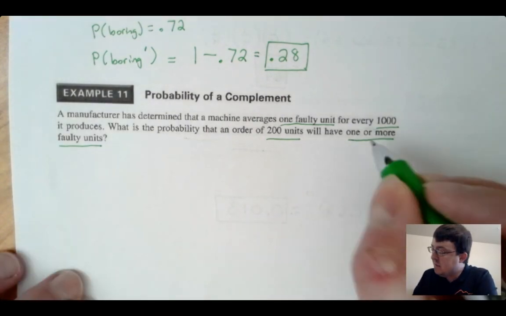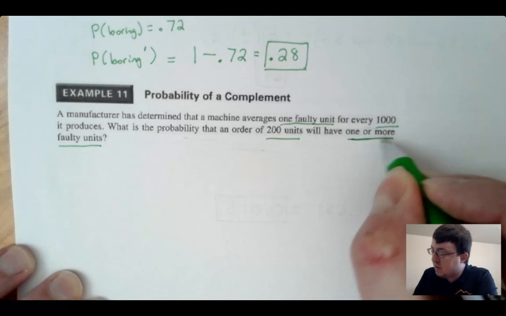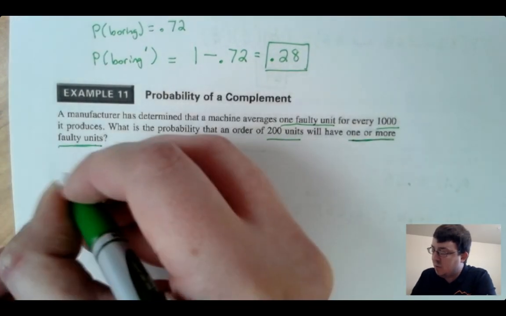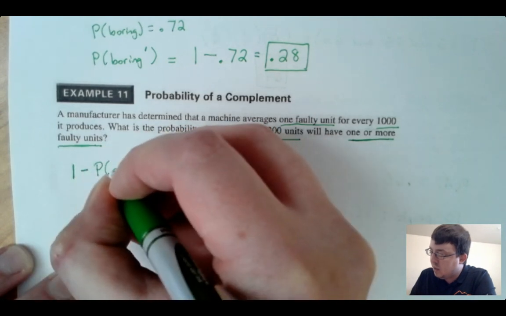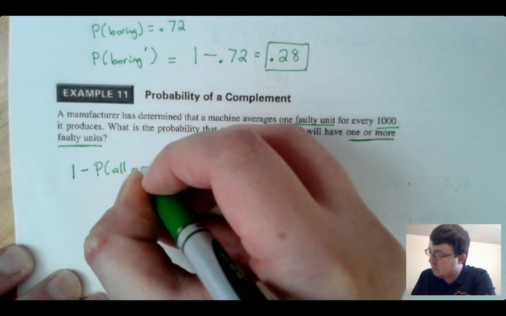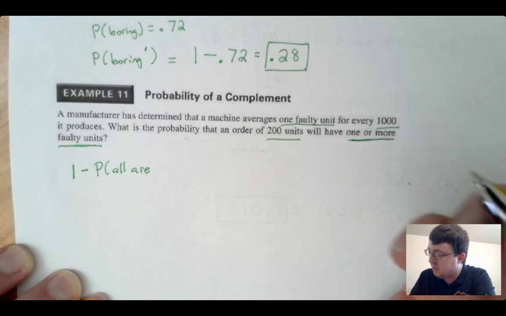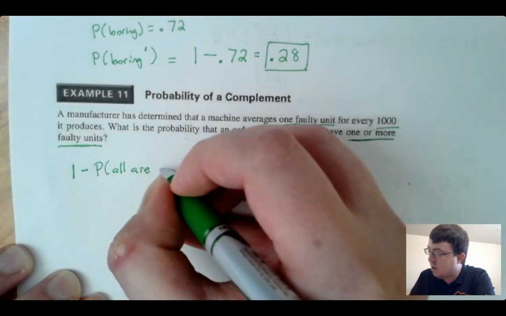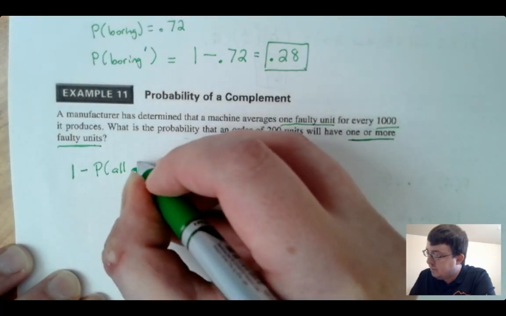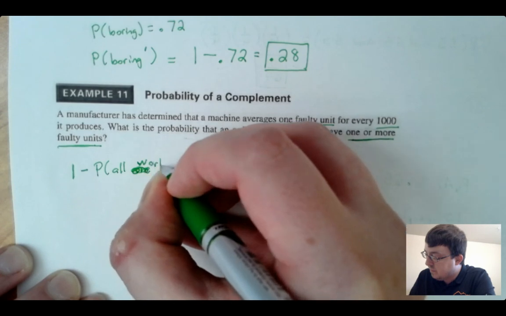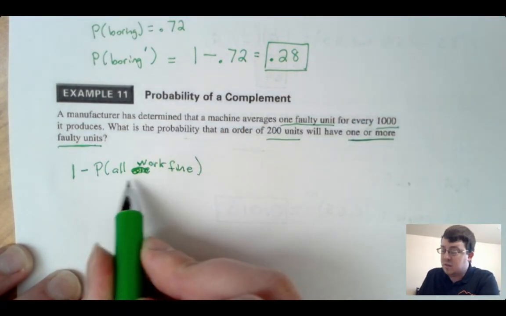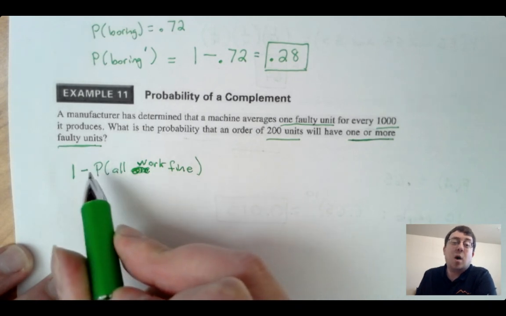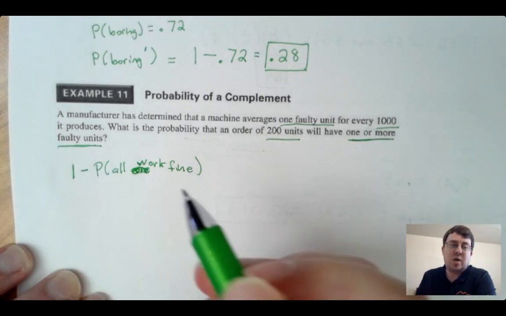If I have the probability that one or more is faulty, that's the same as 1 minus the probability that all are great, not faulty. Let's say all work fine. So if I can find the probability that all of them work fine, the complement of that is that at least one of them doesn't work fine. So I just subtract from 1.